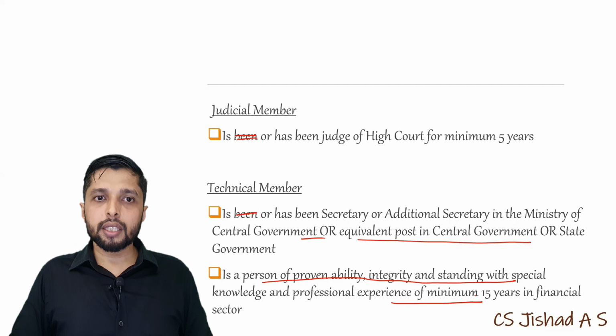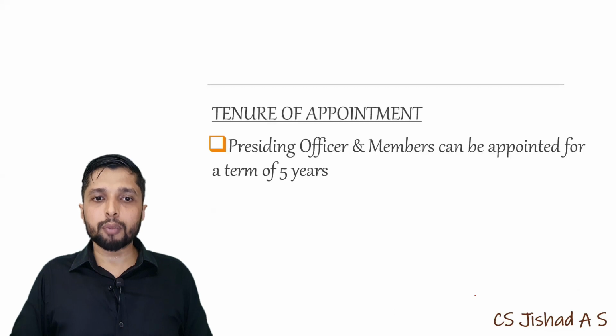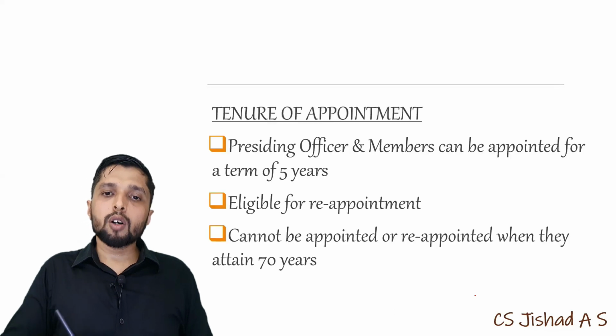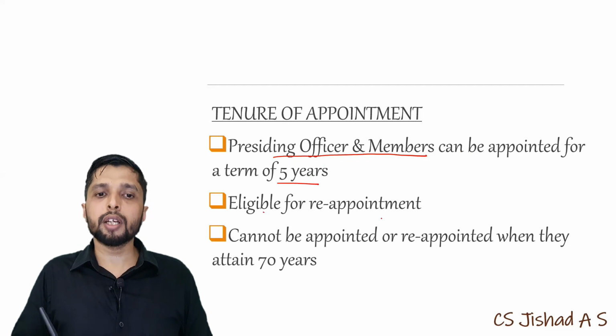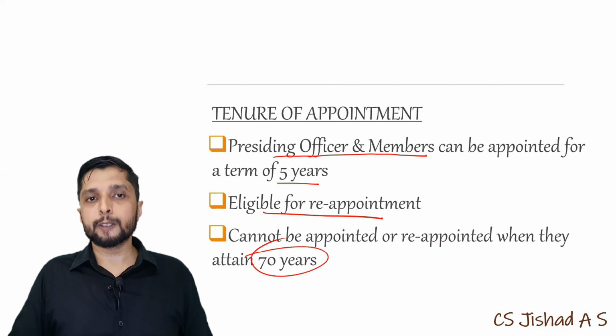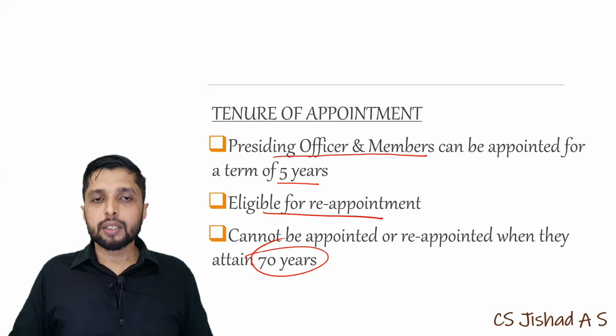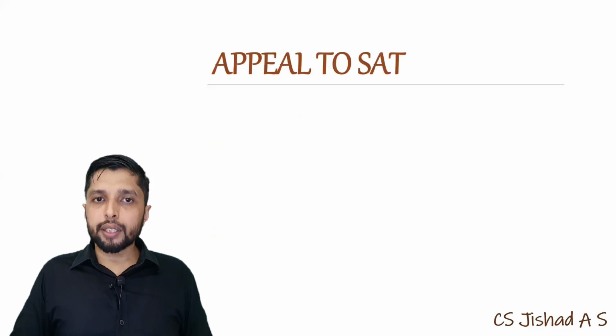Okay, then their tenure of appointment: the presiding officer, judicial members and technical members can be appointed for a term of 5 years. They are eligible for reappointment. They cannot be appointed or reappointed when they attain the maximum age of 70 years. Then we'll move to the provisions related to appeal to the Securities Appellate Tribunal.